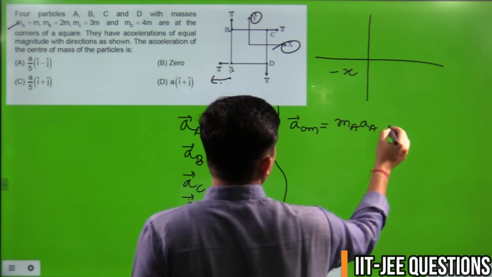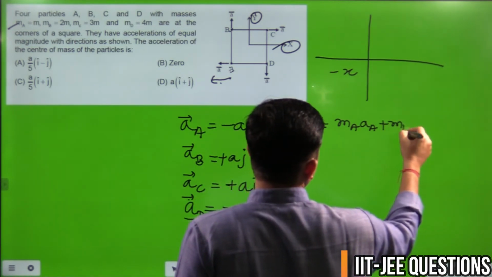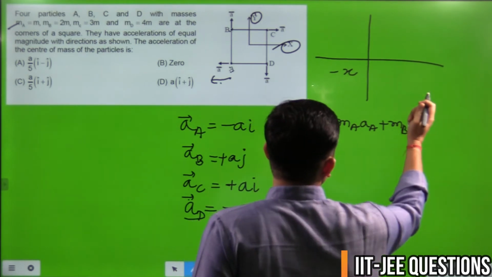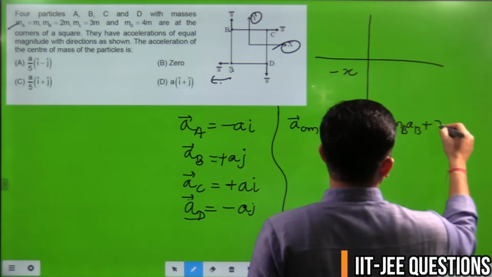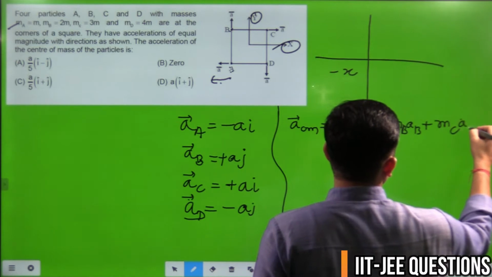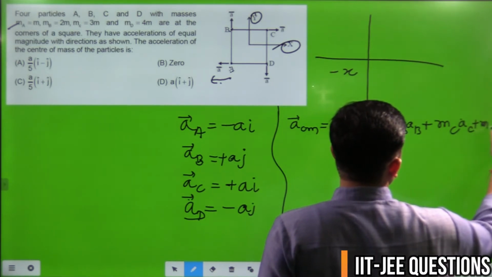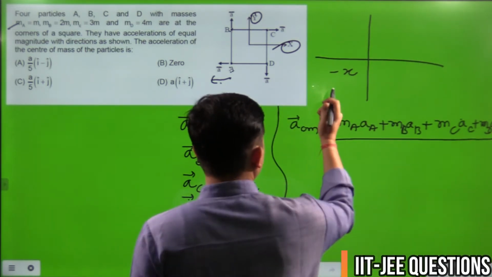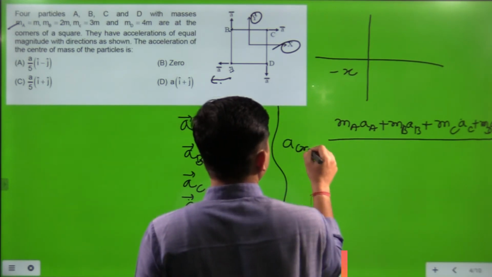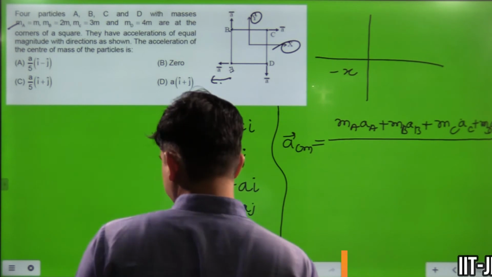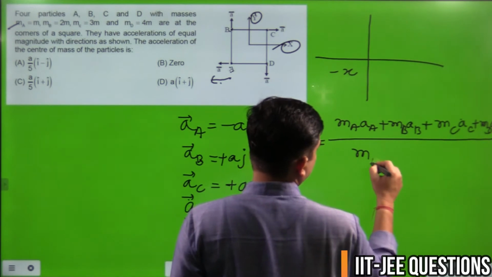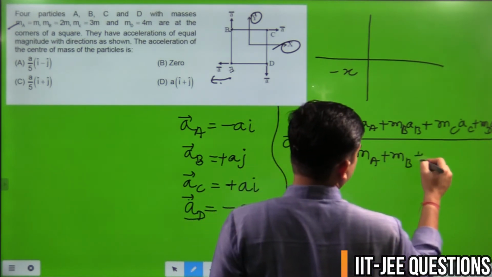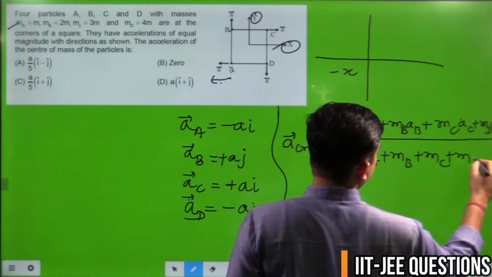MA, AA, MB, AB, MC, AC, MD, AD upon MA plus MB plus MC plus MD.